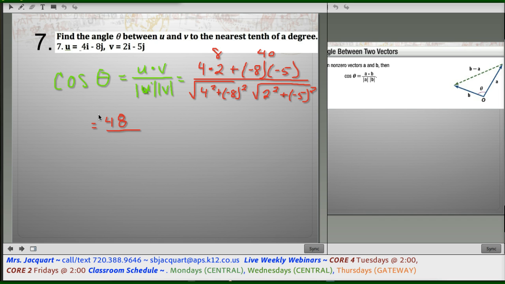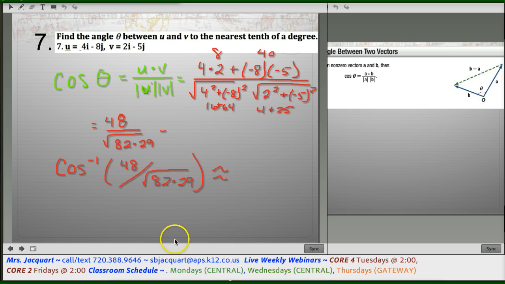over square root of 64 plus 16, which is 80, times square root of 4 plus 25, which is 29. Square root 82 times 29. Okay, and at this point we're going to use our calculator. So we're going to use cosine inverse of 48 divided by square root 82 times 29 to find out what our angle is.